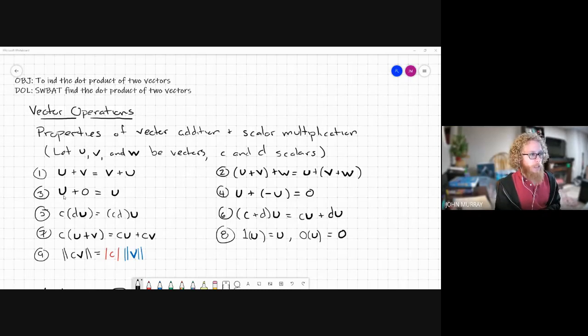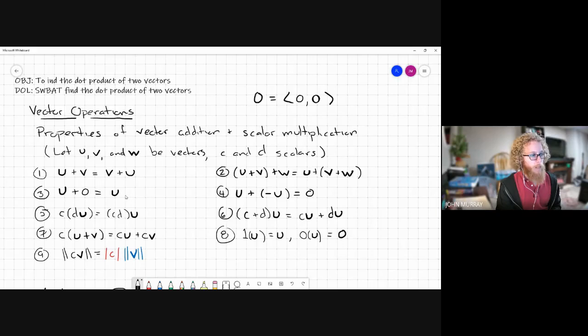Our third one is the zero additive property. So 0 here is our 0 vector. Right? So it's just 0 comma 0. So if you add 0 to some vector u, you end up with that vector u.